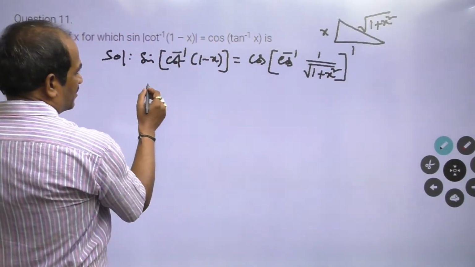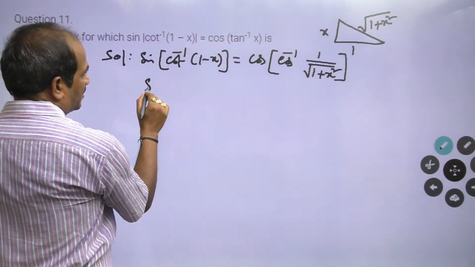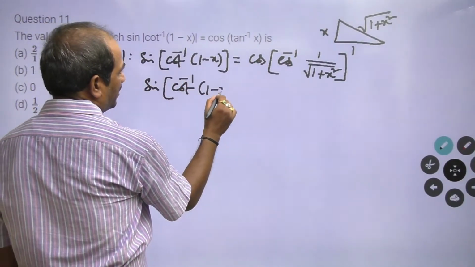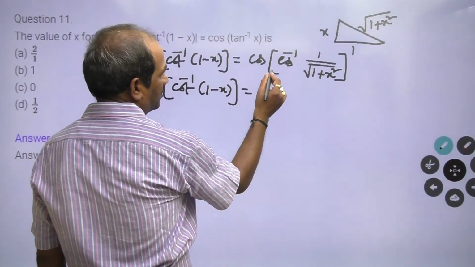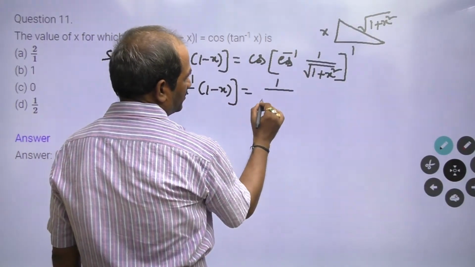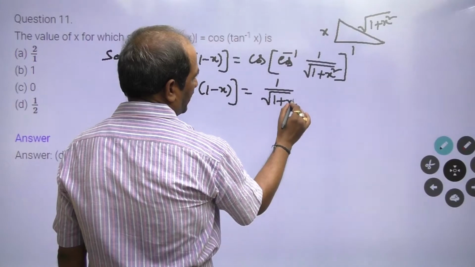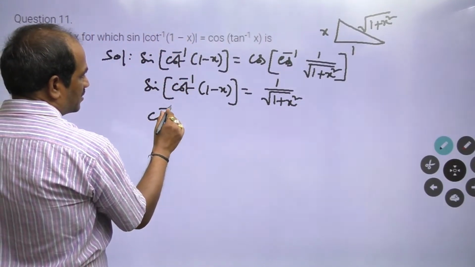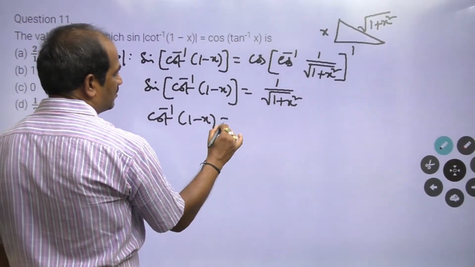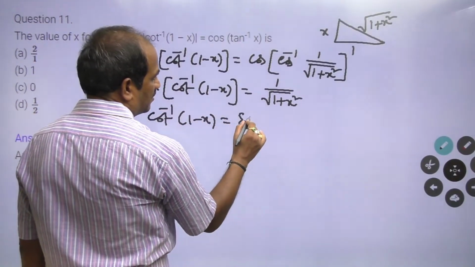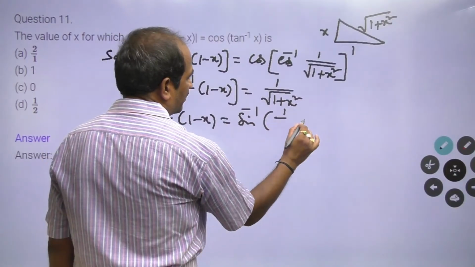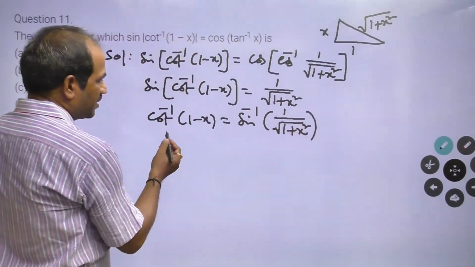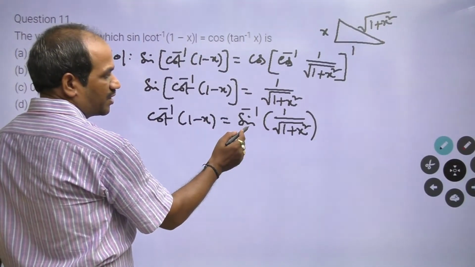Next, the remaining value: sine of cot inverse of 1 minus x is equal to cos of cos inverse x, which is x, so this value is square root of 1 plus x square. Next, taking this idea, cot inverse of 1 minus x is equal to sine inverse of 1 by square root of 1 plus x square. This is sine inverse, and we are converting it into cot.